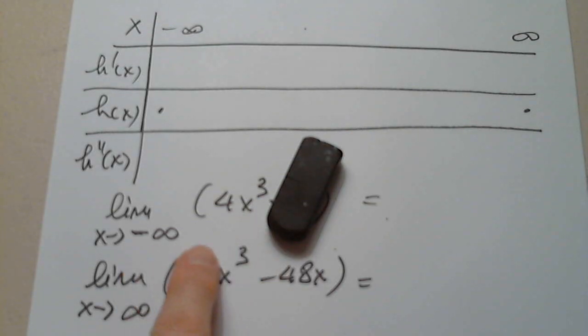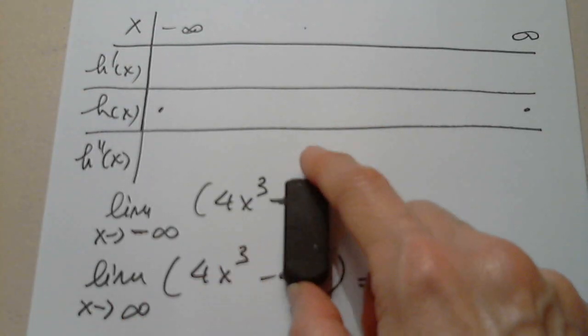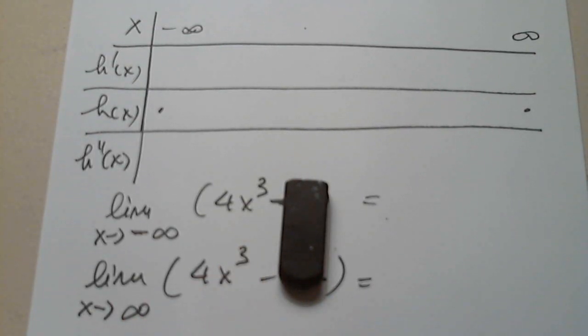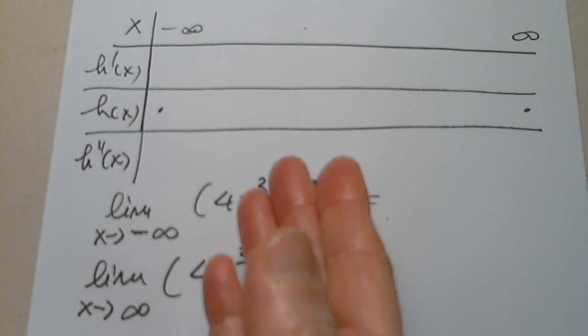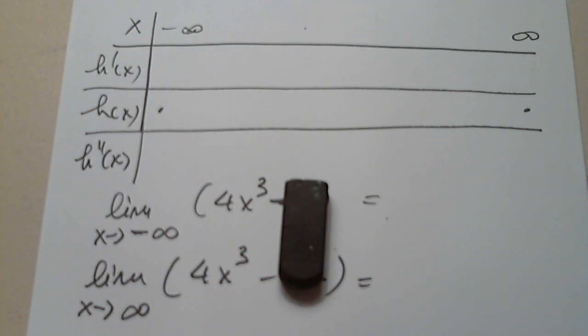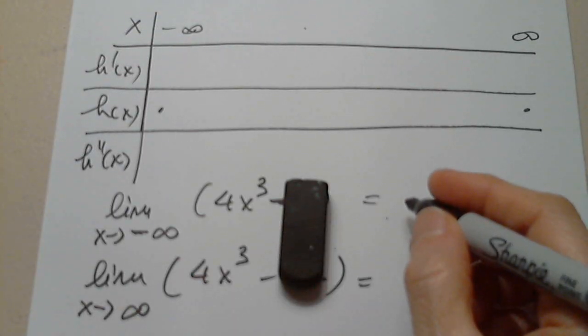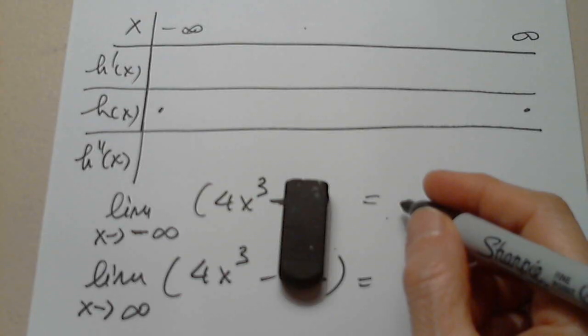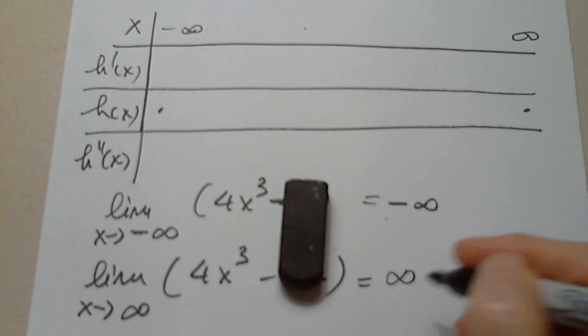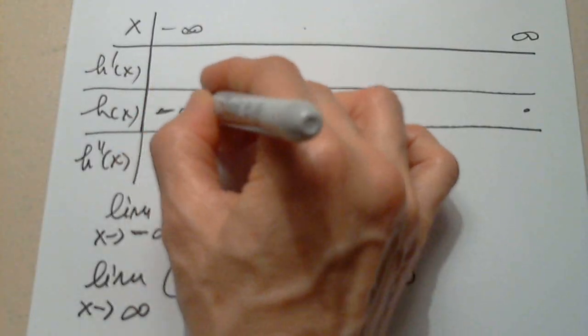So imagine you plug in negative infinity. What is the answer? And then here imagine you plug in infinity. What is the answer? In other words, negative infinity to the third and infinity to the third. That's all I'm asking. It just goes to negative infinity and positive infinity on the other side. That's it.